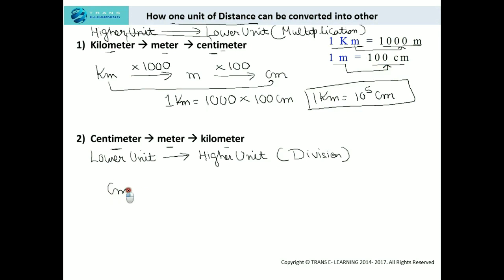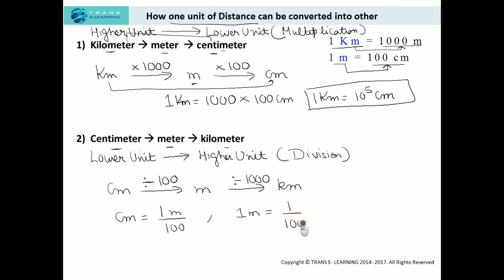Now let's see this one: centimeter to meter to kilometer. In this case, as we are moving from the lower unit to the higher, we need to divide. As we multiply by 100 when converting meter into centimeter, we will divide when converting centimeter into meter. And the same goes here. As we multiply by 1000 when converting kilometer into meter, we will divide when converting meter into kilometer. I will write 1 centimeter is equal to 1 meter upon 100, and 1 meter is equal to 1 upon 1000 kilometer. And if I have to convert centimeter into kilometer, then 1 centimeter is equal to 1 kilometer upon 100 for converting it into meter, and then 1000 for converting meter into kilometer.